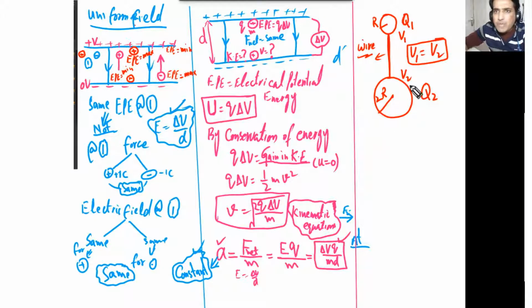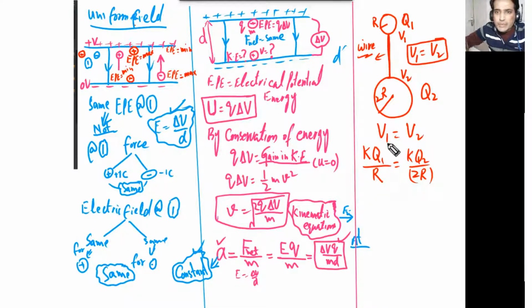Now the question is how much charge is on Q1, how much charge is on Q2, which charge is greater, which charge is smaller. So let's try to figure that out. V1 has to be equal to V2 because they are in equilibrium now, meaning there is no net flow of charge. So V1 will be equal to KQ1 over R, and V2 will be KQ2 over R2. Now this R2 is equal to 2R.